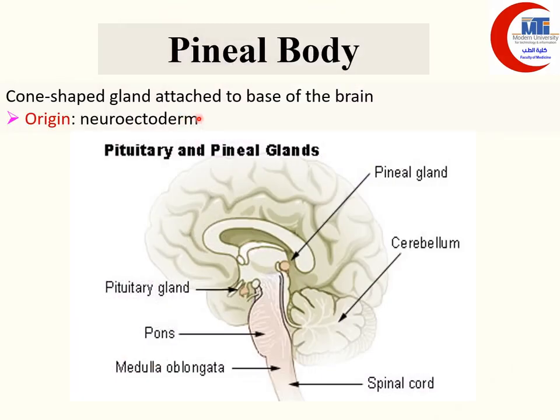Now we have finished the suprarenal gland and we will start with the pineal body or pineal gland. Pineal gland is a cone-shaped gland attached to the base of the brain. We have two glands attached to the base of the brain, pituitary gland situated anteriorly and pineal gland situated posteriorly and at a higher level than the pituitary gland.